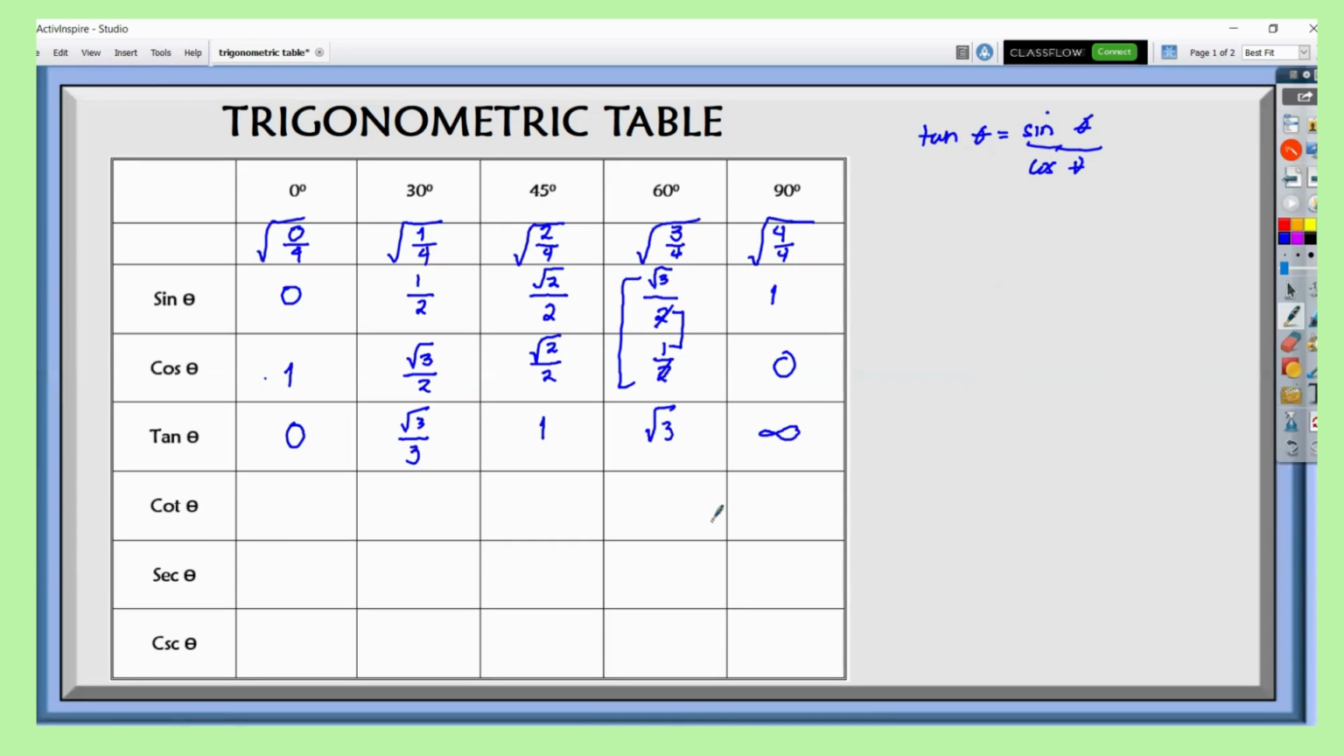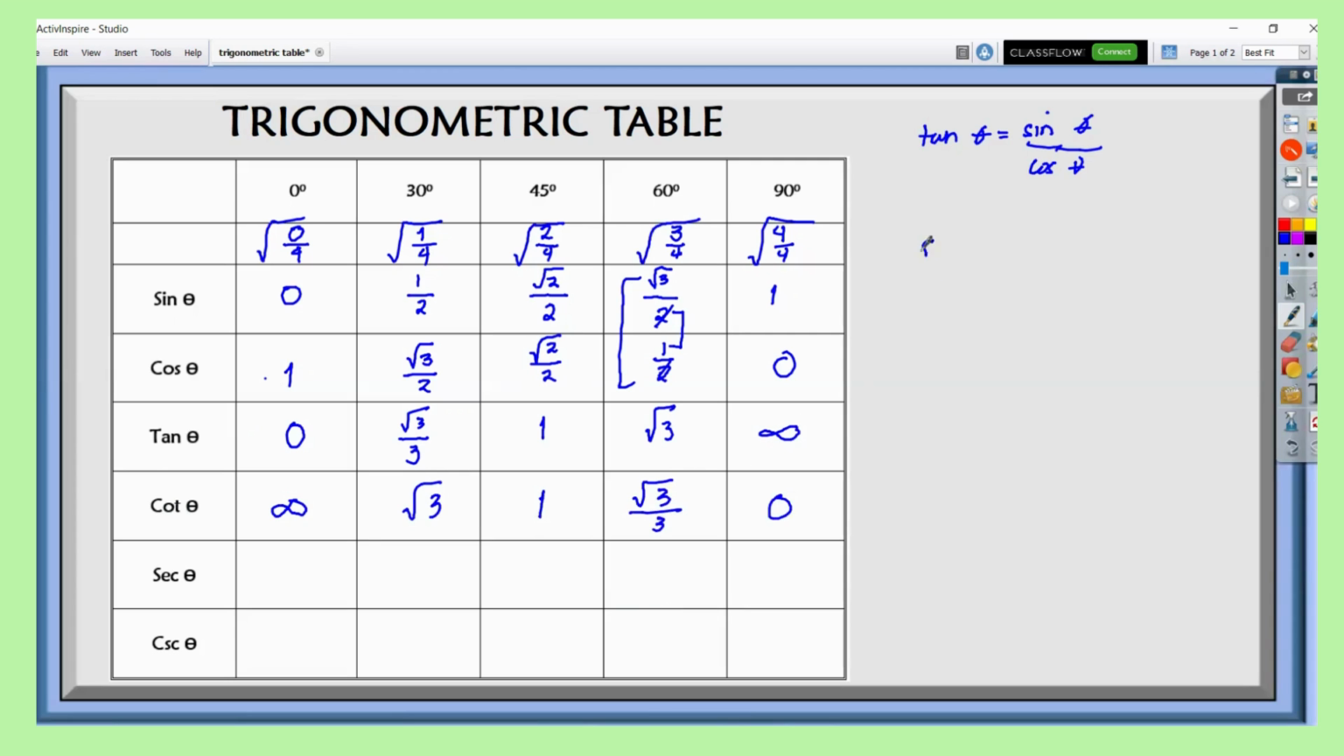For cotangent, actually the same process like what we did in cosine. We will just flip the answers of tangent, except for this, which is 1. We'll just copy. So cotangent 0 degrees, we will get this answer. And then we have square root of 3. We have square root of 3 over 3 and 0.